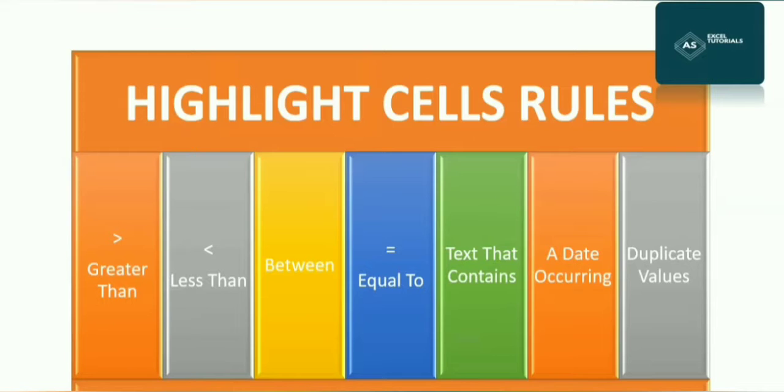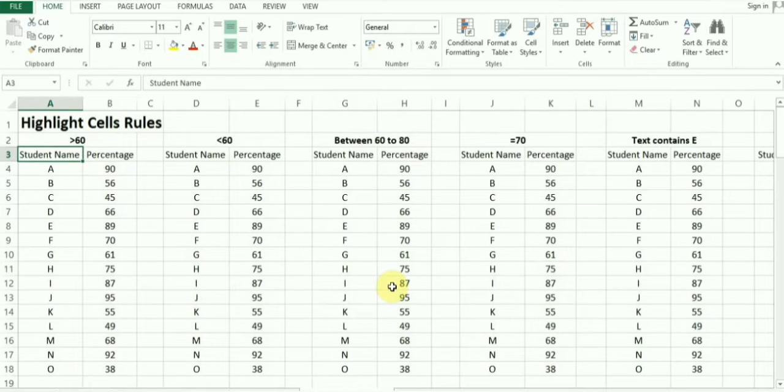Now, these are the things that are included in highlight cells rules: greater than, less than, between, equal to, text that contains, a date occurring, and duplicate values. We'll be understanding each one of them with the help of examples. To understand these rules, we'll be taking the data of 15 students along with their percentage. The very first thing that we would be applying is the greater than rule.